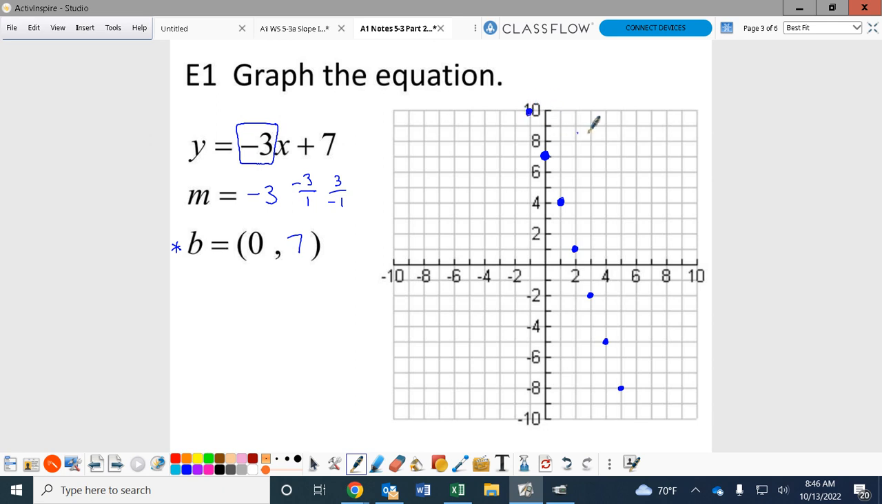Do you see it still puts it on the line? It just goes the opposite direction. Guys, if you go down and to the right, the opposite way would be up and to the left. Down to the right, up to the left. We go the opposite for both directions.